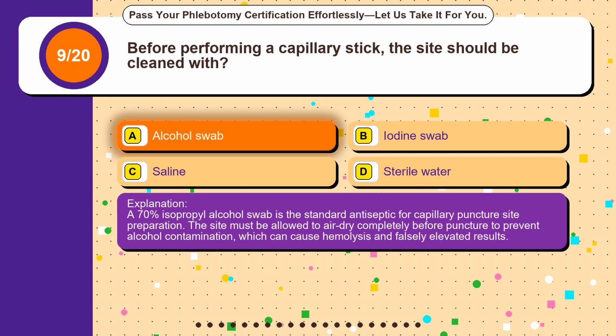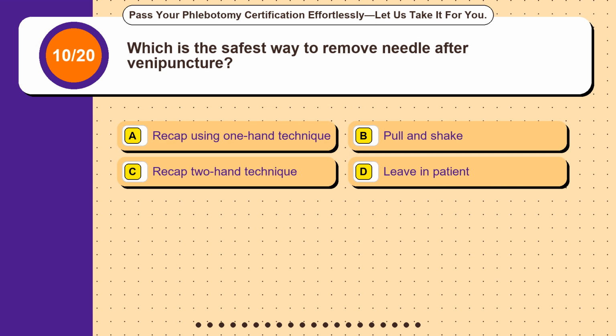A 70% isopropyl alcohol swab is the standard antiseptic for capillary puncture site preparation. The site must be allowed to air dry completely before puncture to prevent alcohol contamination, which can cause hemolysis and falsely elevated results.